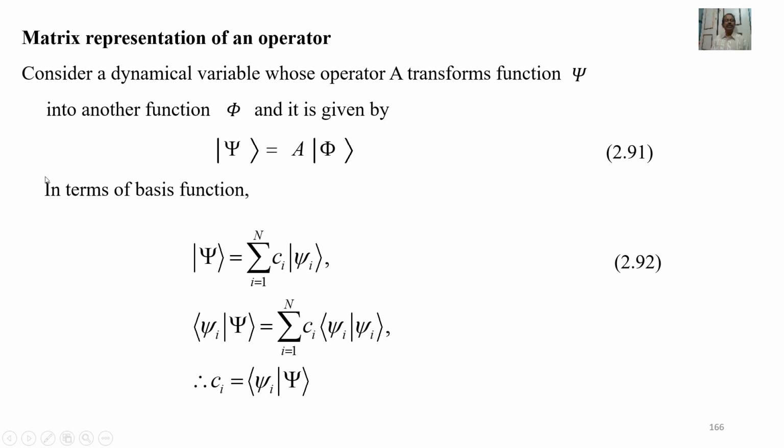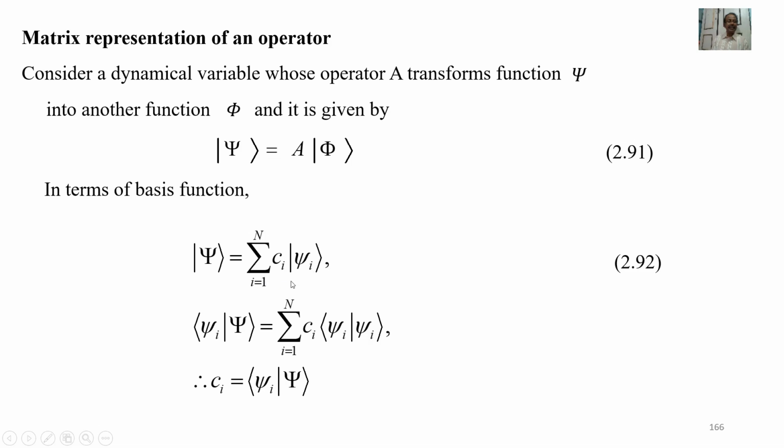Matrix representation of an operator. Consider a dynamical variable whose operator A transforms a function psi into another function phi. For example, operator A operating on phi will give us capital psi. In terms of basis functions, we can write capital psi as an expansion. This is the expansion theorem: capital psi equals the summation over i equals 1 to n of Ci psi i.